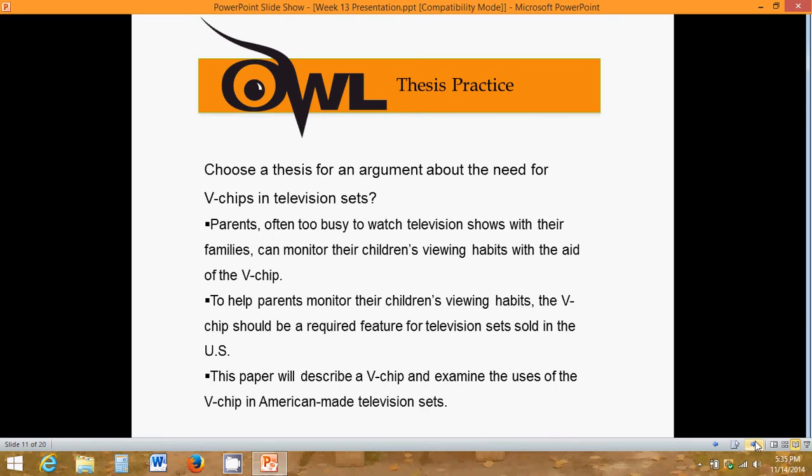The first one clearly states a topic. It lets us know what a V-chip is, what the purpose of it is, and that parents would benefit from it, okay? But what I don't see is a clear argument. I don't see a point that is being made or a purpose to the paper so much as an informative paper, that this is an option that parents have, rather than arguing what needs to be done.